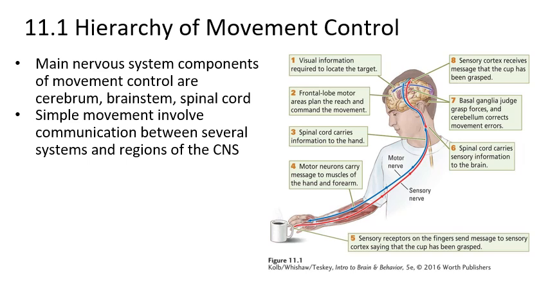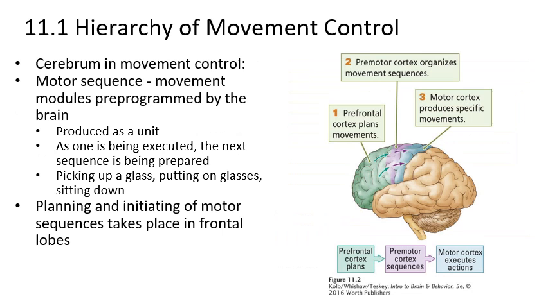So the main nervous system components that we're going to talk about in movement are just the basic central nervous system, so the cerebrum and the brainstem, which make up the brain, and then the spinal cord. And even simple movements, even the most basic movements, typically involve communication between several systems and regions of the central nervous system. So we'll start with the cerebrum, which again is like the forebrain, or the higher level part of the brain, what we mostly think of as the brain.